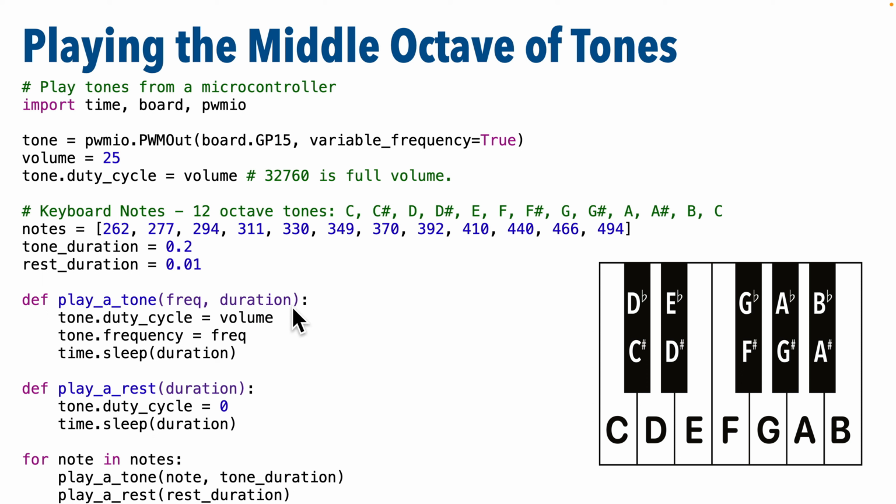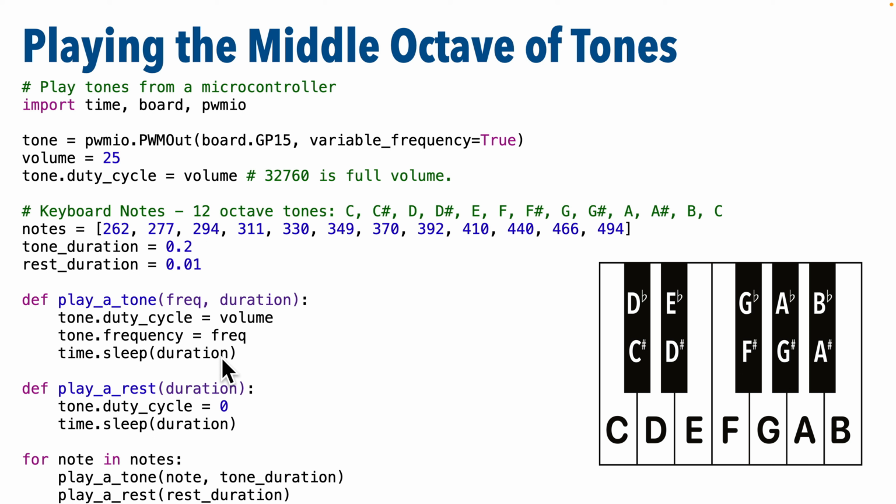Now the first line here turns up the volume. That's because we might have turned the volume off to produce the rests or the spaces between the notes, and that's usually the case. So make sure you turn the volume on. Then we're going to play the note by setting the frequency of our PWMOut object, which we call tone. And then we carry that note for a given length of time by sleeping for the duration of the note.